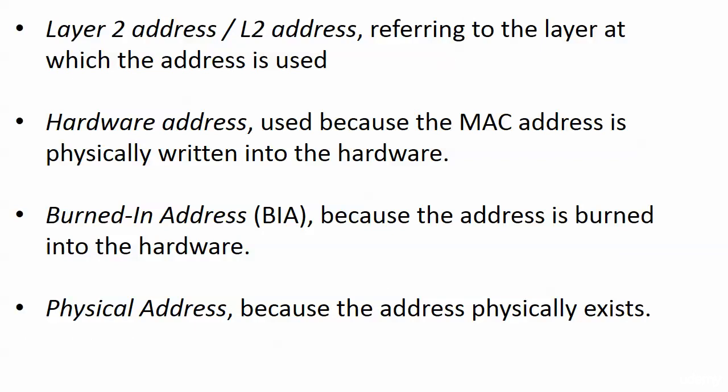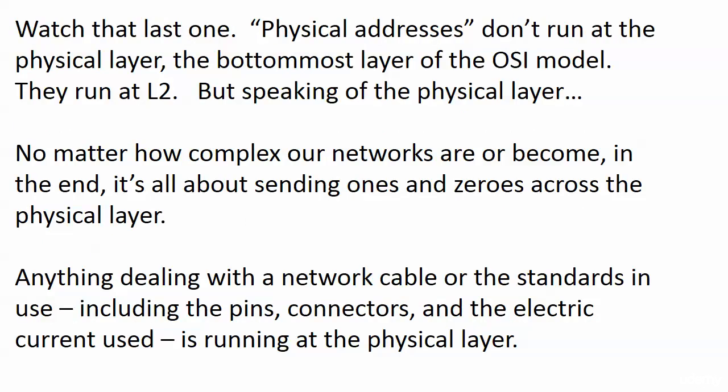Now with a router, we're going to assign IP addresses, and none of those pre-exist on the router. But a switch, and of course plenty of other devices, already have a layer 2 address built into their network card. Be careful with that last one, because physical addresses do not run at the physical layer, which is the bottommost layer of the OSI model. Physical addresses are just another name for MAC addresses, and they run at layer 2.